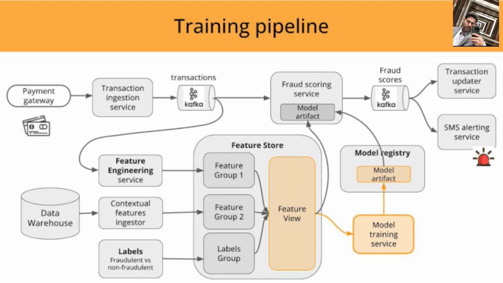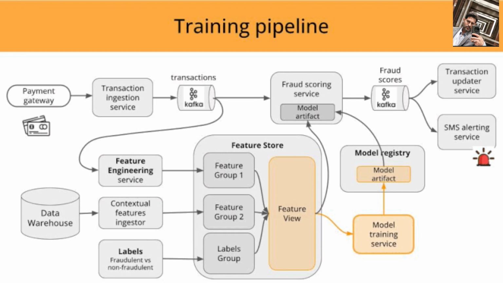Once the model is trained and evaluated, the resulting model artifact is stored in a model registry. This is a central repository for managing different versions of your trained models, making it easy to track, deploy, and roll back models as needed. The fraud scoring service then retrieves the latest, or best performing, model artifact from the model registry to perform its real-time scoring. So, there you have it.